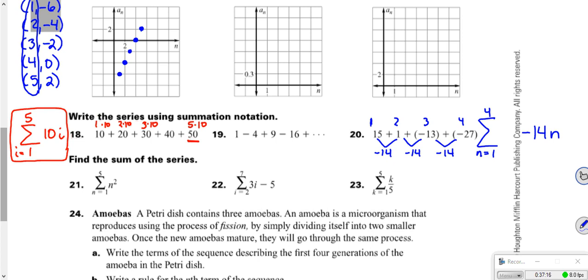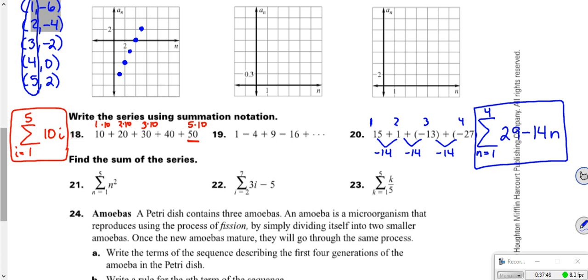And then I've got to do something to that -14n. Well, if my n is 1 and I get -14, what would I have to add to that to end up with 15 to start? Well, it's going to be 29, because 29 minus 14 is 15. So this would be your summation notation. Now, check yourself and see if it works on all of them.